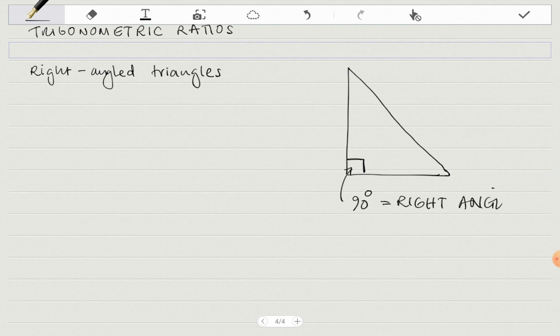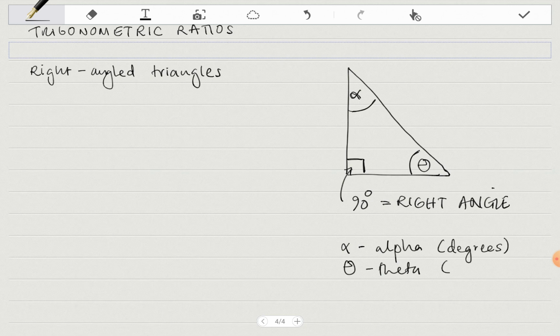So looking at this triangle, you have to have an angle inside. It can be an angle in here, let's call this one alpha, or it can be an angle in here that we can call theta. So obviously alpha is the A, if I write it here for you guys. So alpha and theta, these are angles measured in degrees or radians, whichever you prefer.